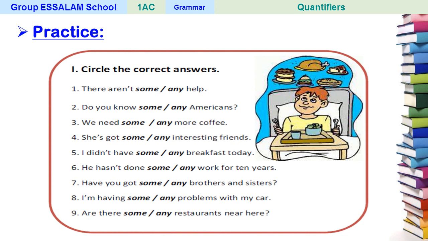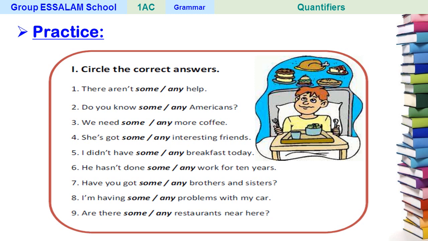First exercise, circle the correct answers. So try to circle the correct answers. Circle some or any, one of them. Okay? There aren't some or any help. Number 2, do you know some or any Americans? It's a question. 3, we need some or any more coffee.